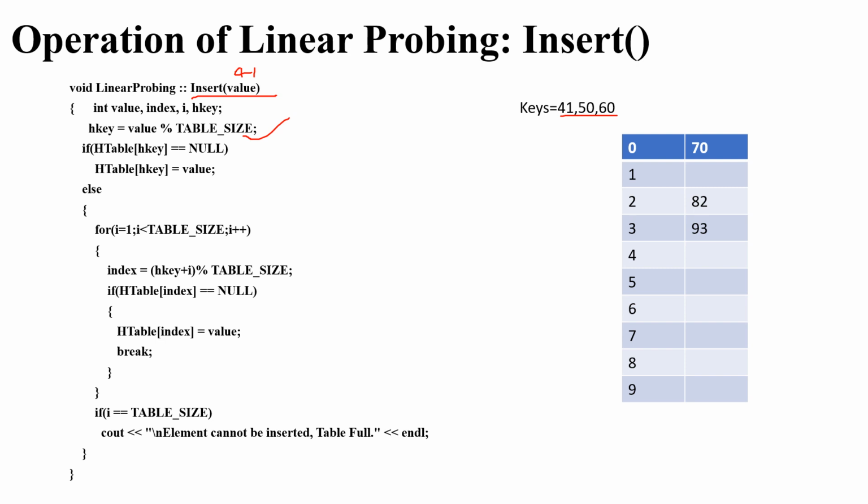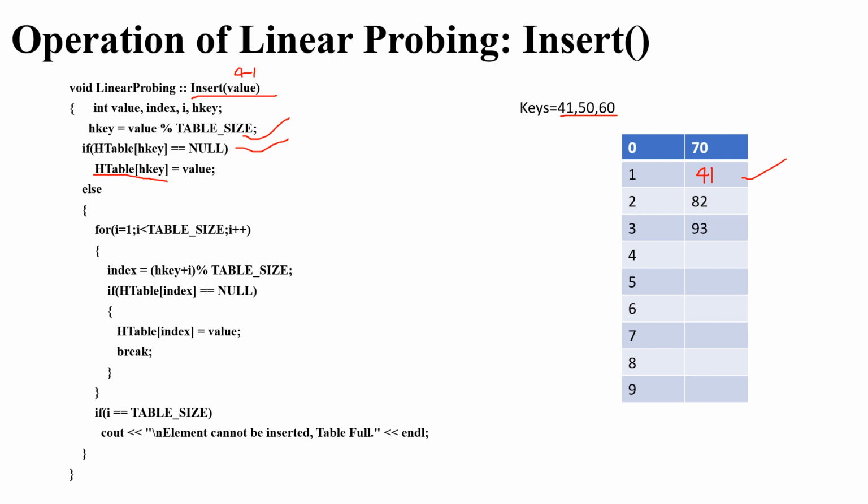Now I check whether hash table of index 1 equals null, meaning I'm checking whether my first index is free. Yes, this is free. Then what will you do? You store hash table of hk, the first index, equal to 41. So 41 is stored at the first index. It's not going to go to the else part, because the if condition found that place empty, and there 41 is stored.